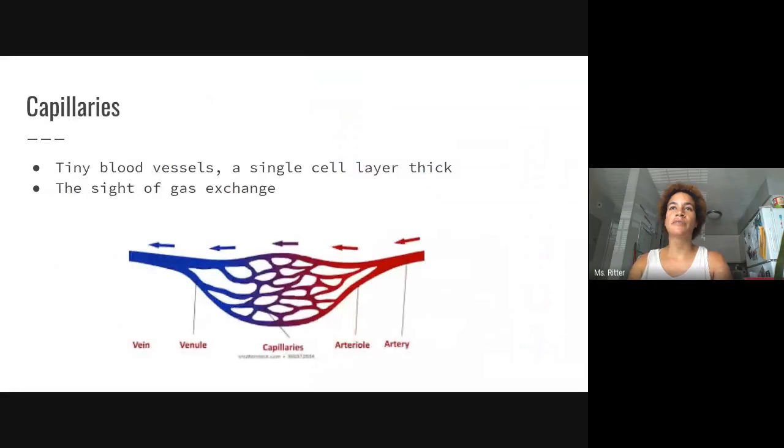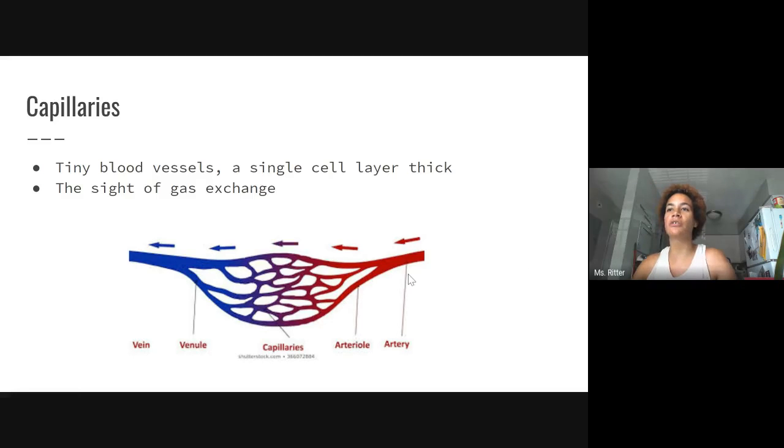And then finally, our last blood vessel is capillaries. Capillaries are the tiniest blood vessels, so they're real small. They are one single cell layer thick, and this is where gas exchange is going to occur. And gas exchange is one of the main things that the circulatory system is responsible for. So these capillaries are extremely necessary for the movement of oxygen, carbon dioxide, these different wastes and products that your body has, right? So these little capillaries are where gas is moving in and moving out.